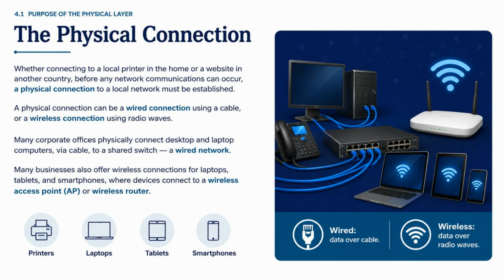Before any communication happens, a physical connection has to exist, wired via cable or wireless via radio waves. Give the everyday example. Office desktops cabled to a shared switch versus laptops and phones connecting to a wireless AP. Both are physical layer, just different media.